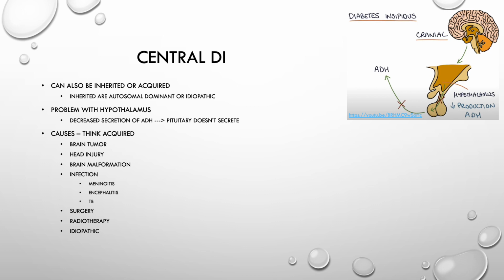It's a very protected structure in our brain, okay? It's right in the middle. So if they have a head injury, they're probably not doing very well, okay? There could be a brain malformation, maybe they were born with, or there's an AVM, an infection, so meningitis, encephalitis, or TB can be an acquired cause.